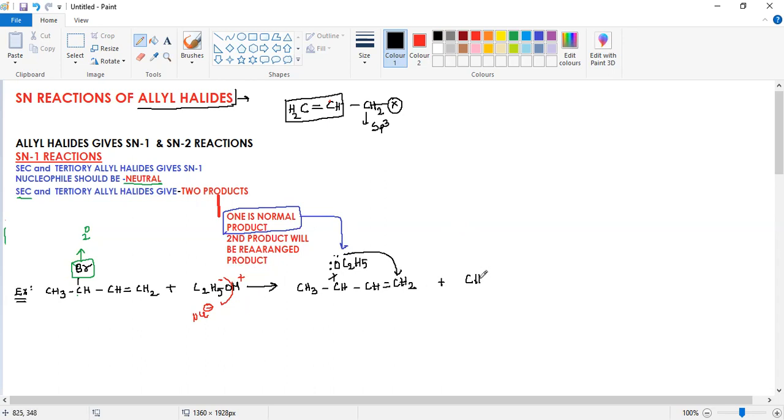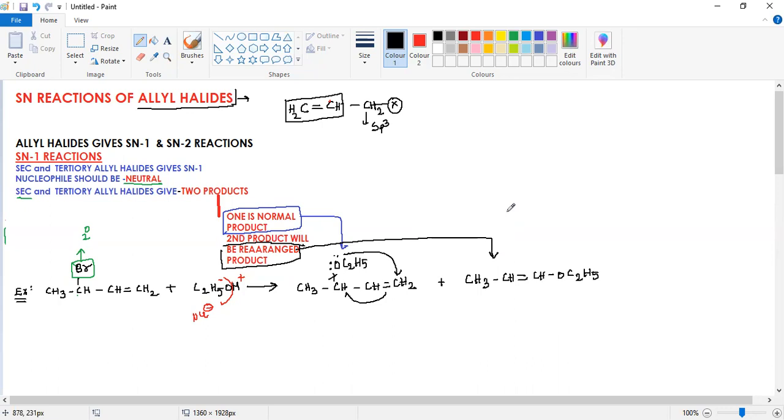See, CH3 CH. Since the double bond here is attacked, and the valence here is lower, it just comes over here. That is, the double bond can be written over here, CH, then a single bond, and that OC2H5 can be arranged over here. That's it. So this is the rearranged product, whereas the second product will be like this. Which one is the rearranged product? This one is the rearranged product.